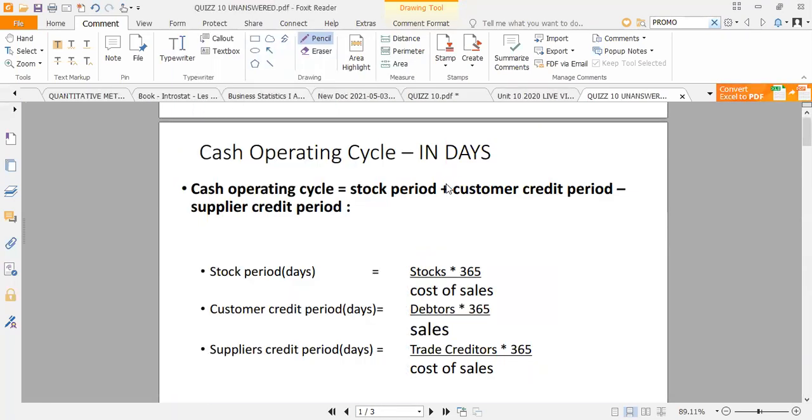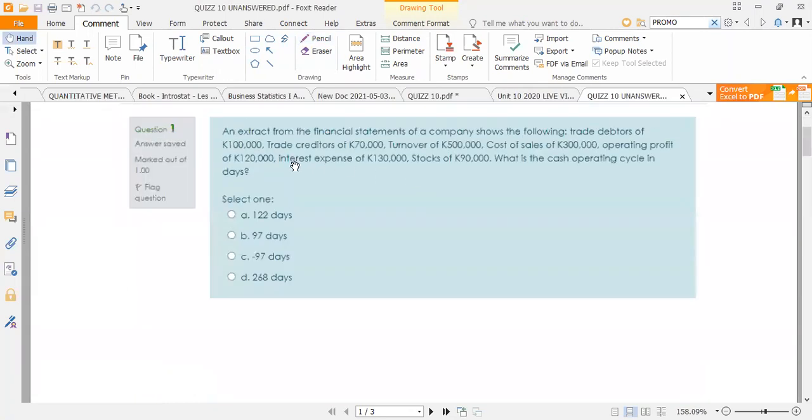So we want to calculate the cash operating cycle in days. What are we given from the data that we have? We've been given the trade debtors as 100, trade creditors as 70, and our sales, the turnover, which is 500,000. Then we have the cost of sales, the operating profit, and the interest expense, which will not be used in this case. It may just be used to confuse you if you don't know what you're doing. Then we have stocks as well, which is 90,000.